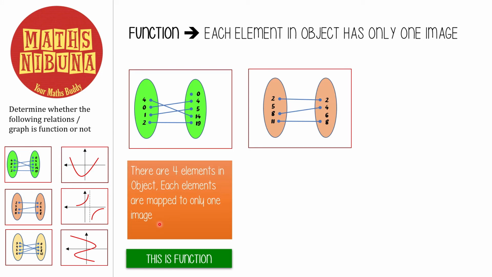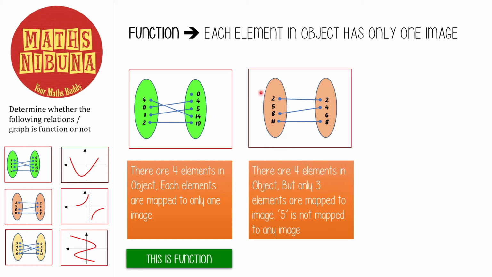Now we look at question number 2. Also the same, we have 4 elements in the object, and then we have 4 elements in the image. When you look at 2, 2 is mapped to one image. But 5 has no image. When 5 has no image, it is automatically not a function. So in this question, we have 4 elements in the object, but only 3 elements are mapped to an image. 5 is not mapped to any image, so this is not a function.